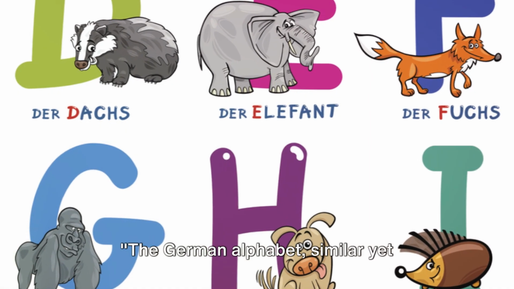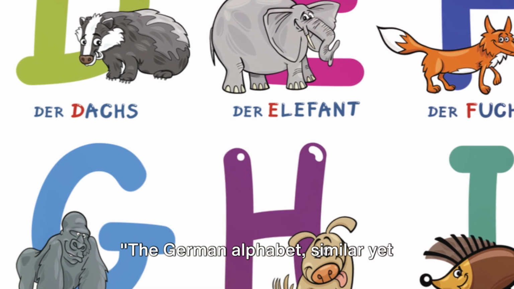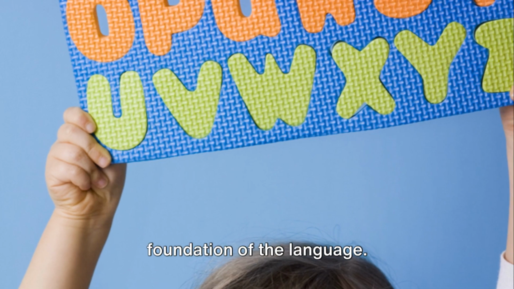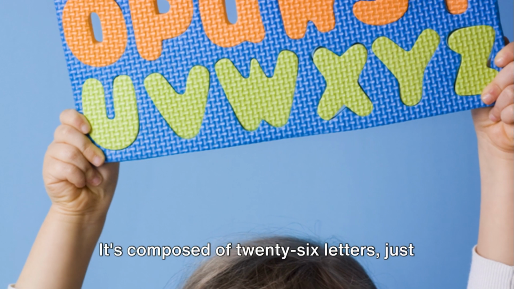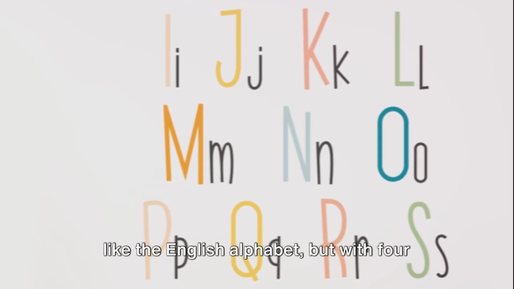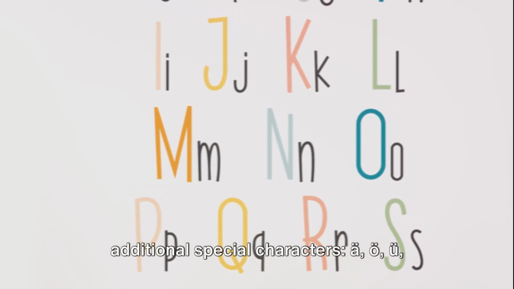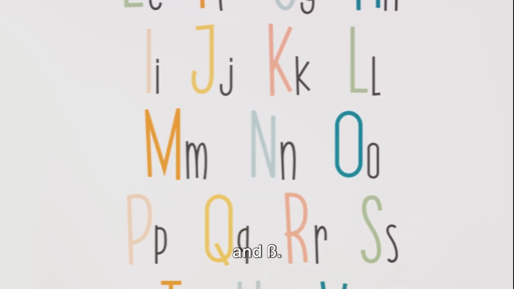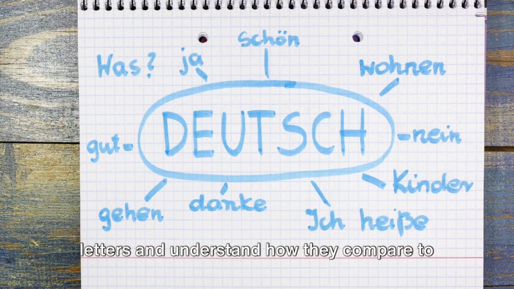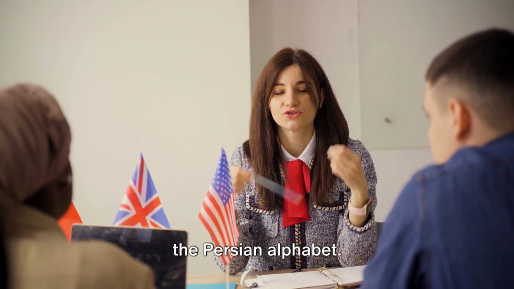The German alphabet, similar yet different from the Persian one, is the foundation of the language. It's composed of 26 letters, just like the English alphabet, but with 4 additional special characters, Ä, Ö, Ü, and ß. Now let's delve into these German letters and understand how they compare to the Persian alphabet.